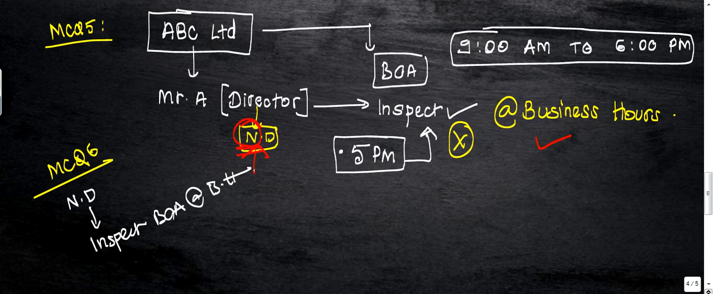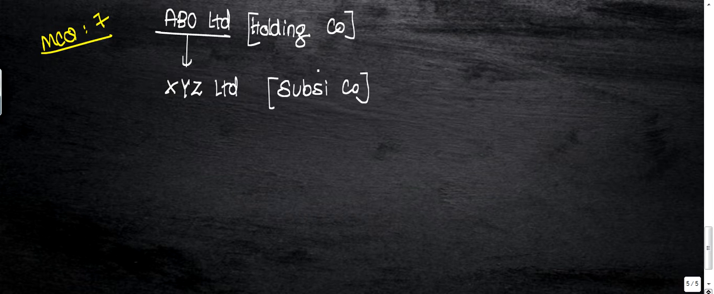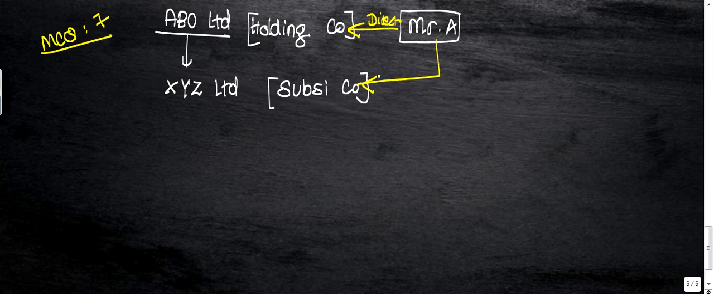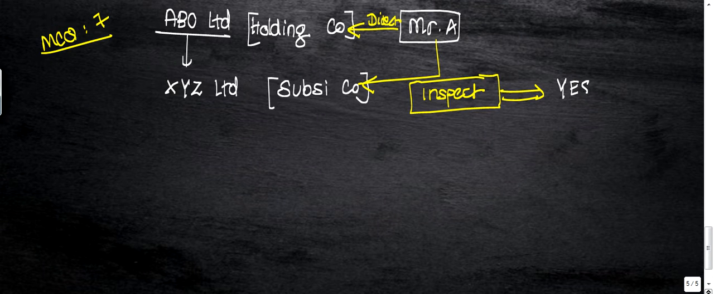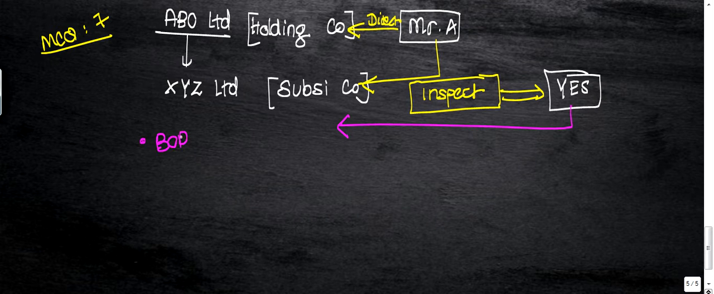MCQ 7. ABC Company Limited, this is a holding company. They have a subsidiary company, XYZ Limited. Mr. A is the director of the holding company ABC Limited. Can Mr. A inspect the books of accounts of the XYZ Limited? Answer is yes, with a condition. What is that condition? Condition is board of directors approval. Resolution should be taken for inspection.